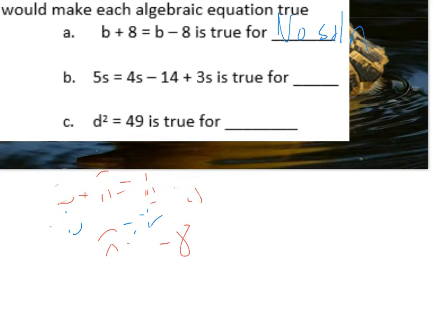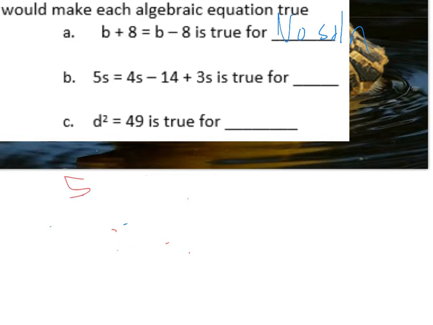Alright, so let me erase a little bit here so I have more room. It's not a very good eraser. Okay. So next problem, 5s is equal to 4s minus 14 plus 3s. Okay. Let's go back.